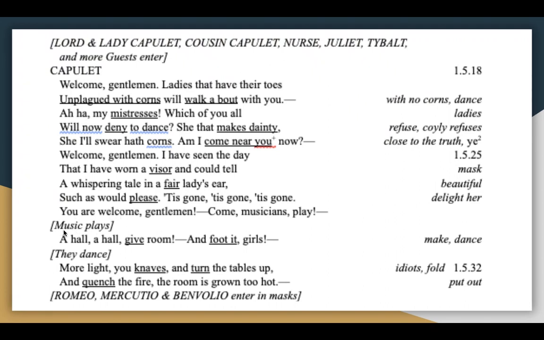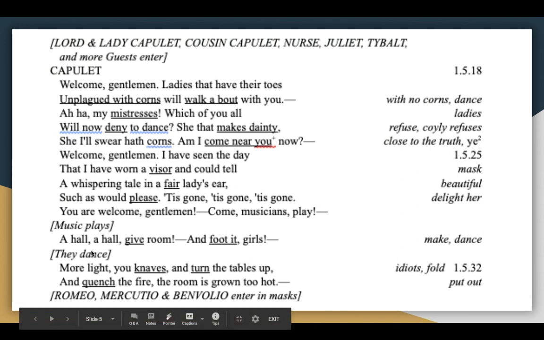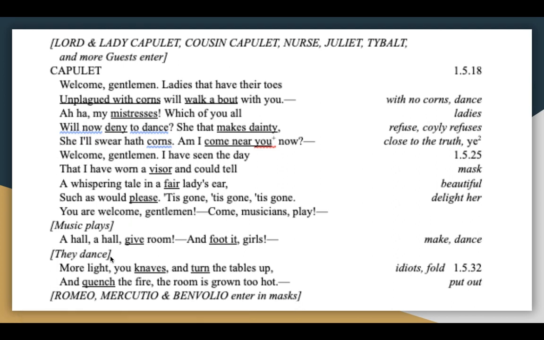So the music plays, and now they're having this party, and I want you to imagine the scene. Everyone's dancing. It says, "A hall, a hall, give room, and foot it, girls." So like, everyone come and dance, make room, make space, and they do this dance. I'll upload another video as well, so you can see what kind of dancing they would have done. There'd be a big banquet room, and in the middle there'd be this area where the men and the women would dance with one another whilst wearing their masquerade masks. So they dance here, and the stage directions, like always, are quite vague, which gives the actors a lot of freedom to do what they want.